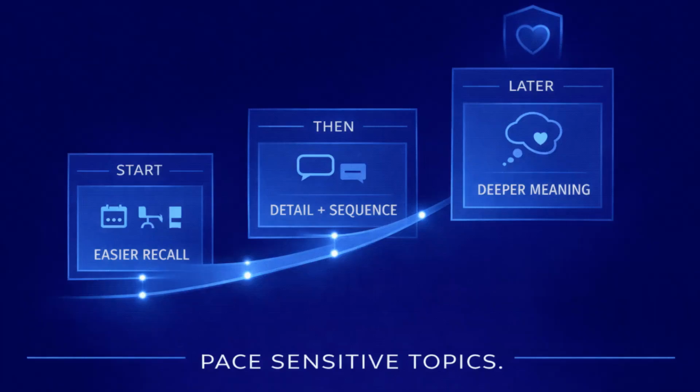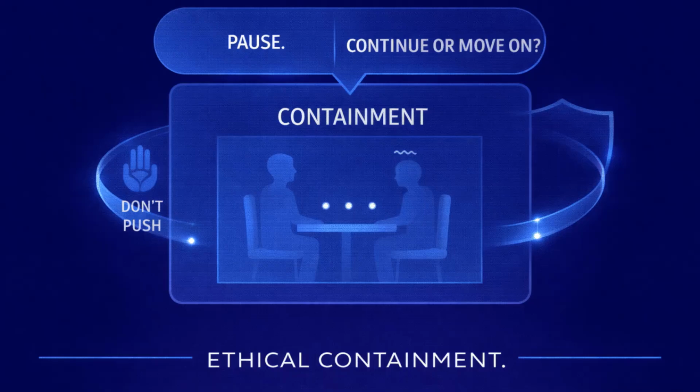Interview questions are not emotionally reckless. Sensitive topics require pacing. Begin with less intense recall before moving toward deeper interpretation or emotionally charged experiences. If a participant becomes distressed, the interviewer does not push for detail. The interviewer may say, "We can pause for a moment. Would you like to continue describing that experience, or would you prefer to move to a different question?" Ethical containment is part of good interviewing.